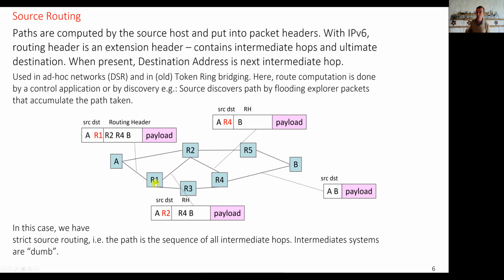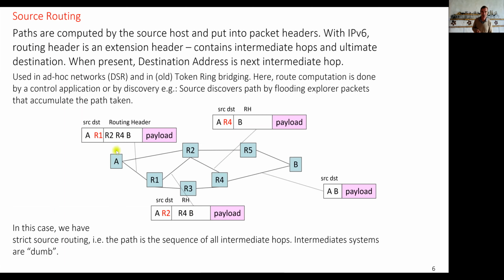So the packet will be sent by R1 to R2. R2 will do the same, and the packet will be sent by R2 to R4, next destination R4, and R4 will send it to B. So B will receive this packet without any routing header, so B knows it is destined to itself. So this is one simple method. Of course, we don't say how A will discover the path.